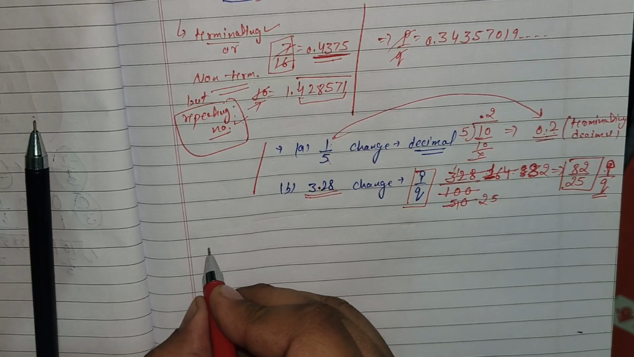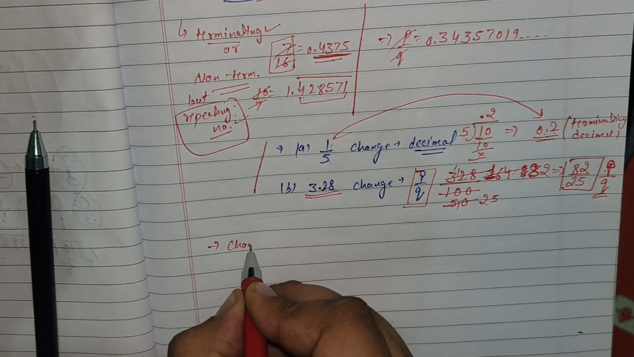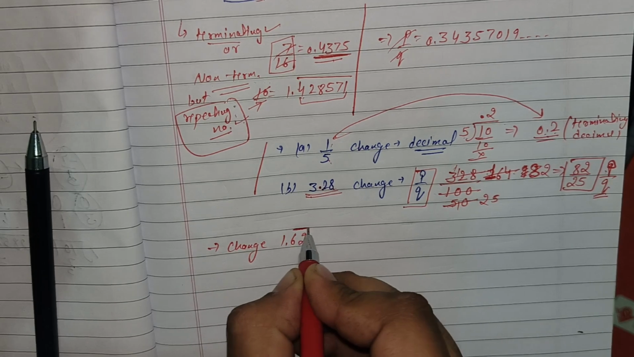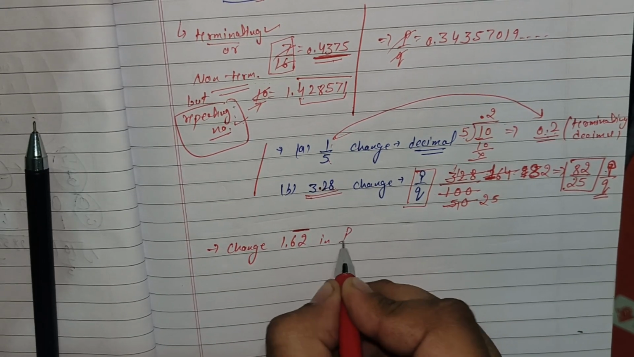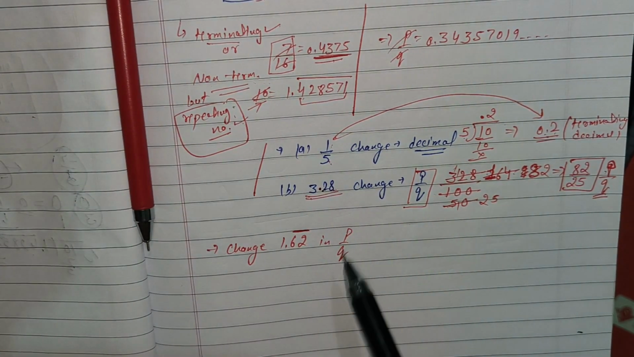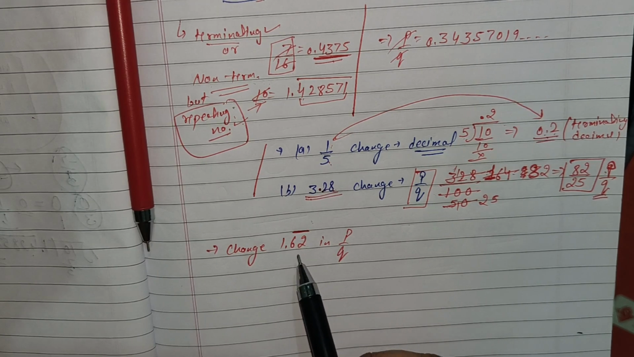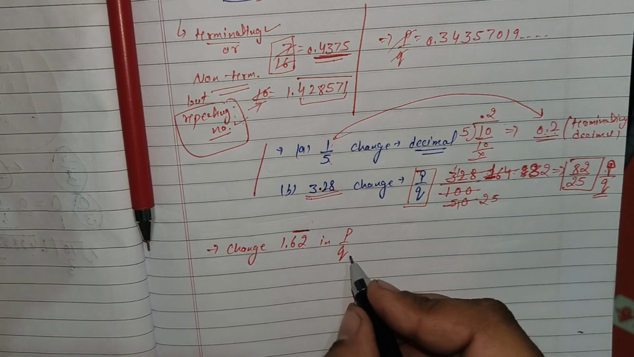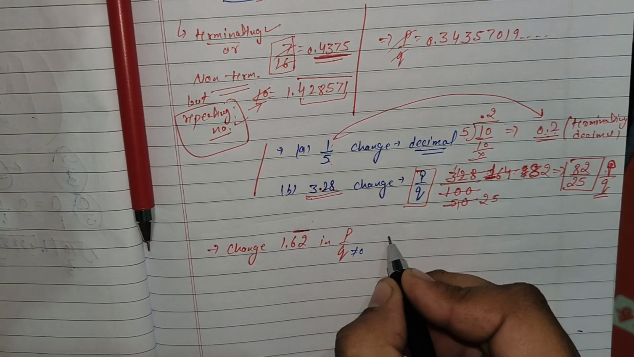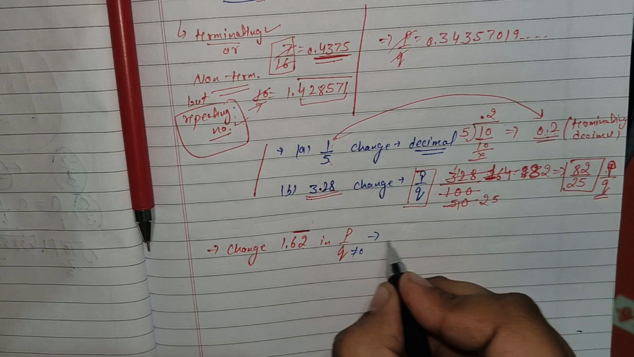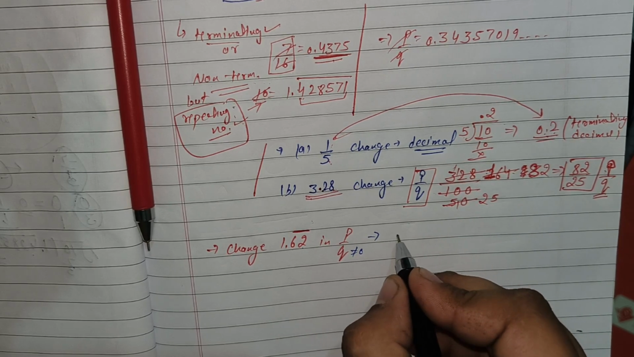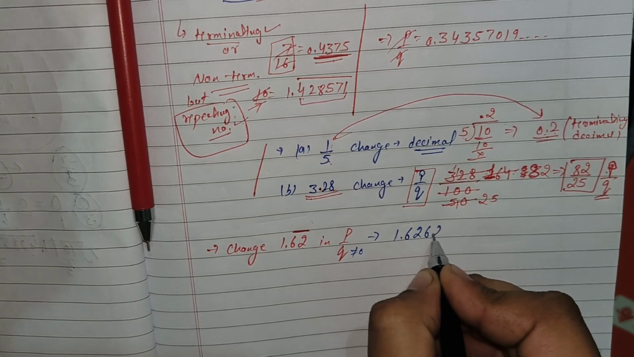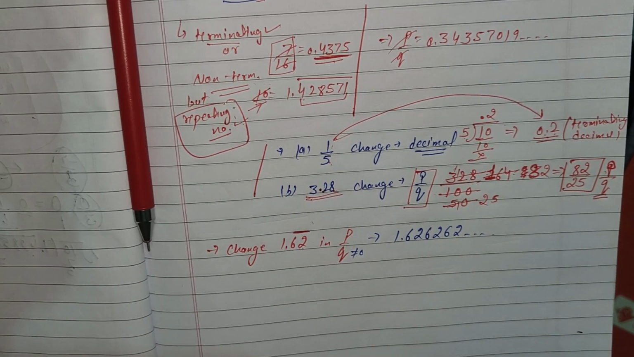Let's say we have a question: change 1.62 bar into P upon Q. So what does this bar mean? It means that the number 62 is going to repeat itself infinite times. Here Q cannot be 0, we know that. So we can write it like this: 62 62 62 and so on.